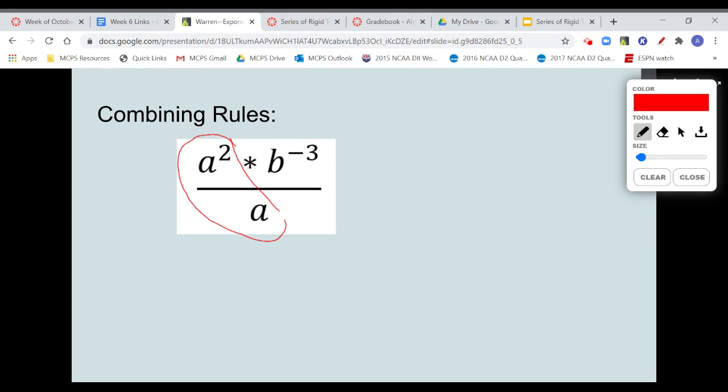Well, this is a quotient, or a division, so that becomes a to the 2 minus 1, right? Because the a on the bottom, there's only one a. And when there's a quotient, I do subtraction in the exponent. And then I have that times b to the negative 3. So if I keep working this out with looking at the a term first, I now have a to the 2 minus 1. Well, that's just a to the 1, or a. And then I have b to the negative 3.